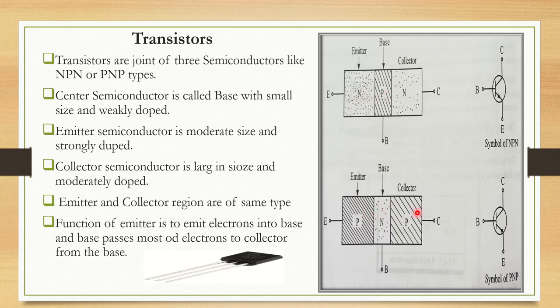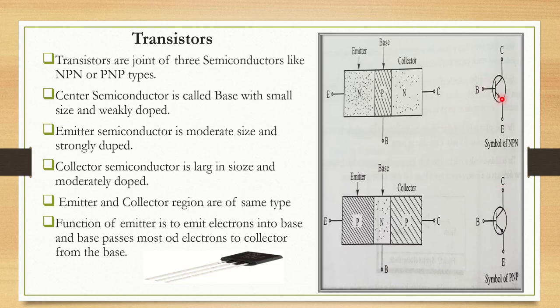This passes electrons to the collector. Symbolically, it shows like this. Symbol of NPN: this is the base, this is the emitter, this is the collector. This is the base, this is the emitter, this is the collector.